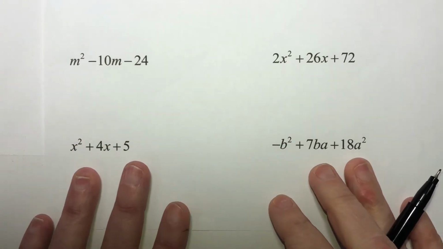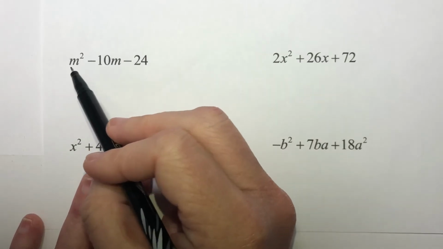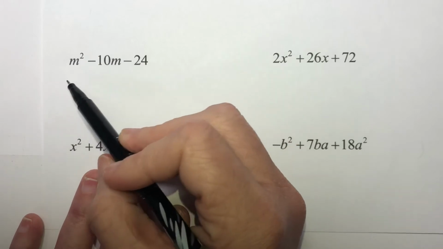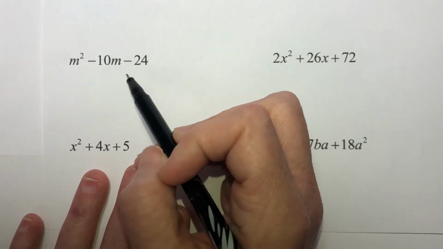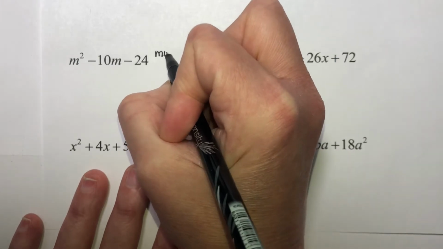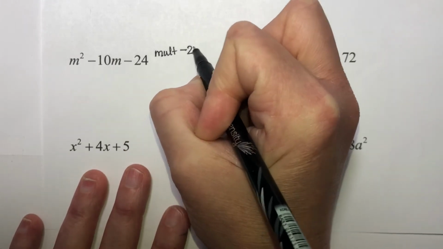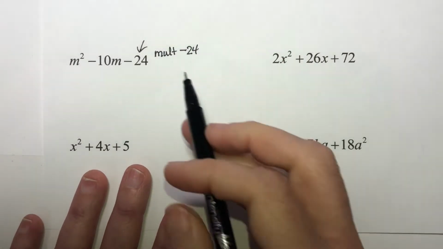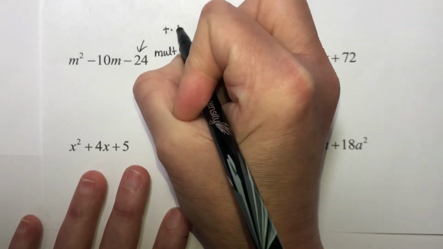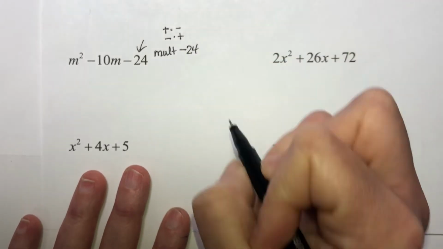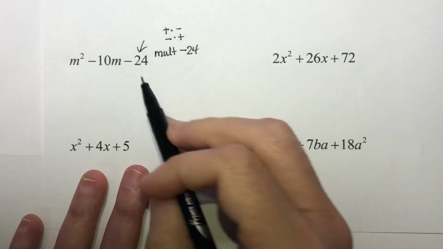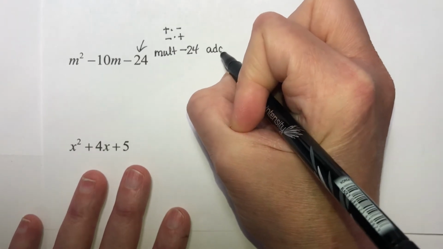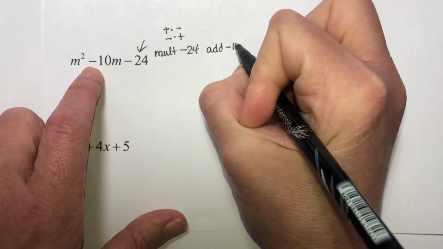Okay, so let's look at this one. m squared minus 10m minus 24. We do not have a GCF. I need to multiply to a negative 24. This is the first one we've had where our multiplication needs to be negative. That means I either have a positive times a negative or a negative times a positive. Combination of signs is the only way that's going to work. Now I want my answer to add to a negative 10.